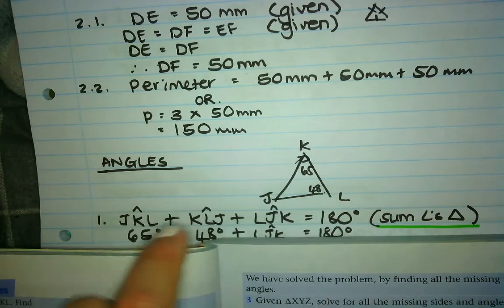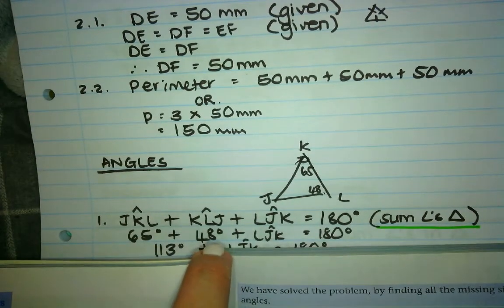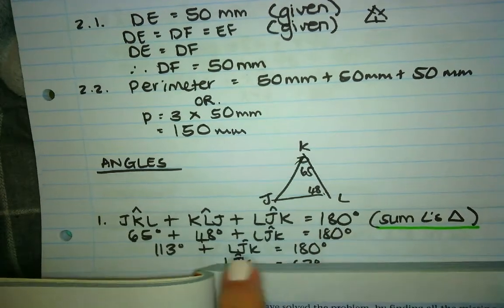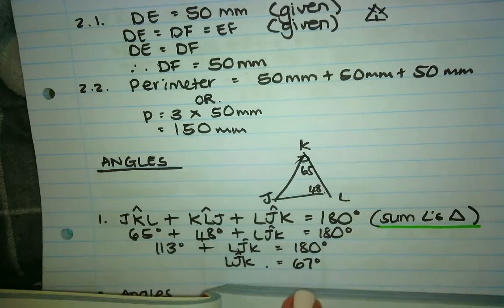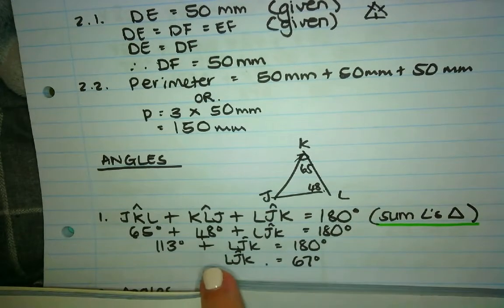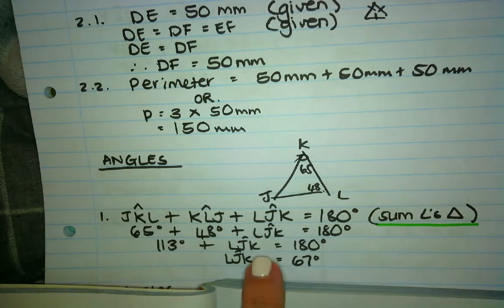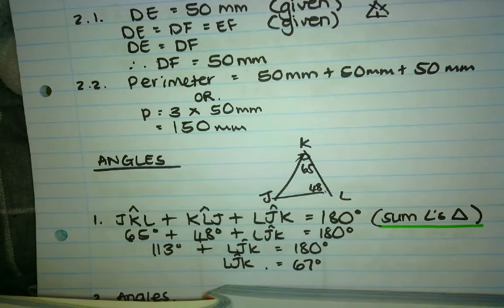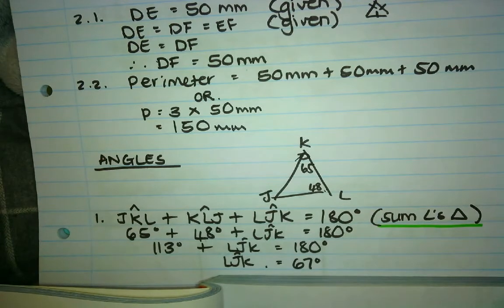Okay, so then we put in what the angles are. So K is 65, L is 48, we don't know what J is, and it must give me 180. So 113 plus something must give me 180. So you can go 180 minus 113, and that will give you 67. Or you can say 113 plus 67 will give me 180. So the angle of J is equal to 67 degrees.